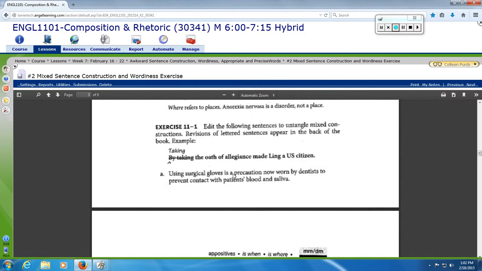"Using surgical gloves is a precaution now worn." A precaution is not worn. Okay? We don't wear precautions. We take precautions. So, how about "now taken"? "Using surgical gloves is a precaution now taken by dentists to prevent contact with patients' blood and saliva." So this is a logical problem. We don't wear precautions, we take precautions.